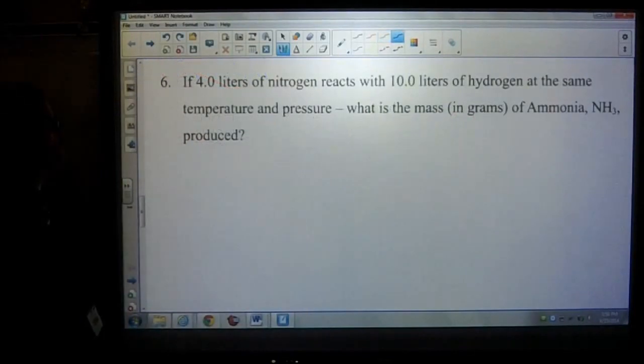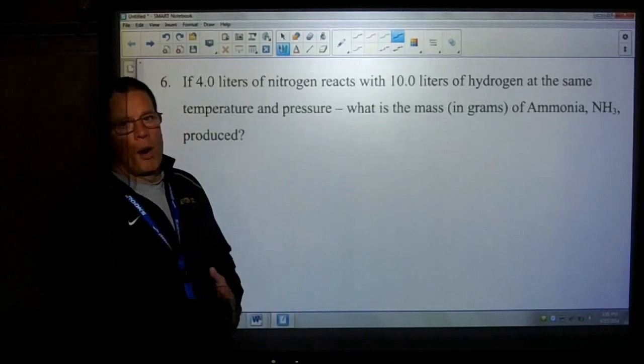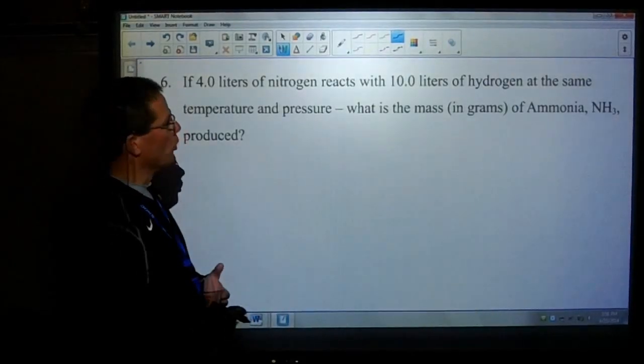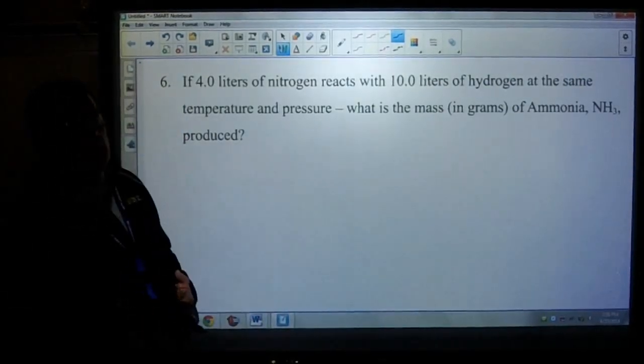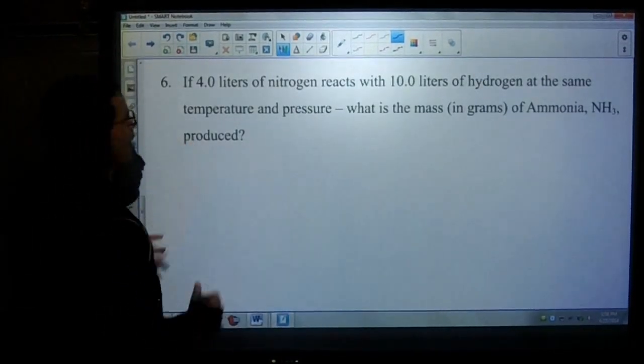If 4 liters of nitrogen reacts with 10 liters of hydrogen at the same temperature and pressure, what is the mass in grams of ammonia produced? So let me ask you, do you think you have a stoichiometry problem? Yeah. Do we have a limiting reactant problem? Yeah. Let's find out why we think that or how that is.